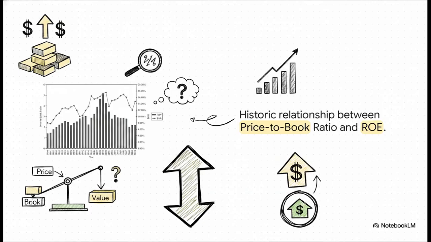Sure, stocks selling well below their book value are often flagged as undervalued, but you can't just look at that ratio in a vacuum. A low price-to-book ratio is really only a bargain if the company can actually generate a strong return on that equity. Otherwise, it might just be cheap for a very good reason.